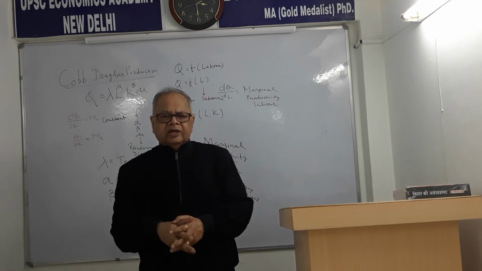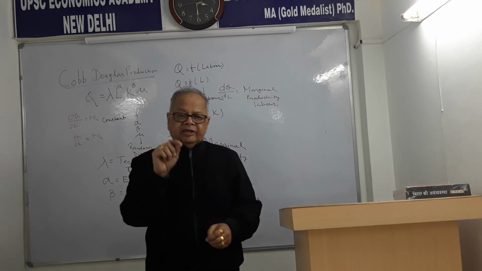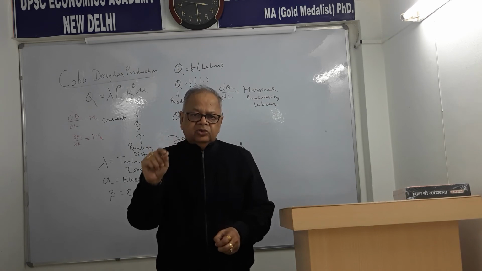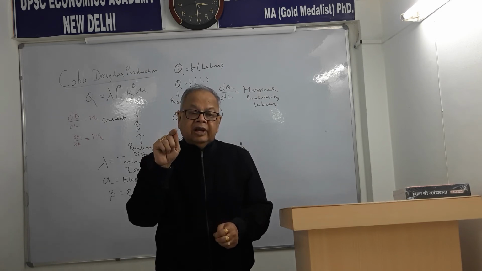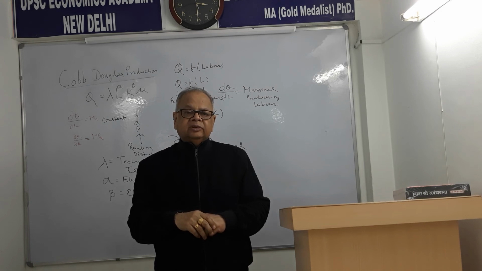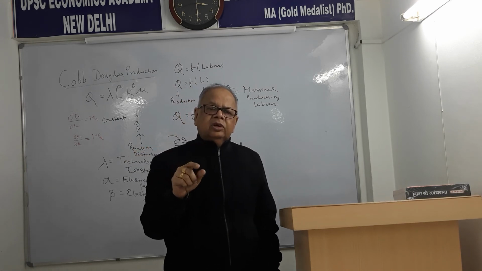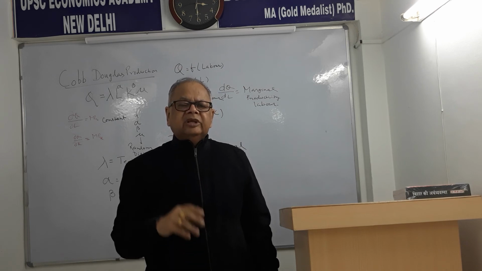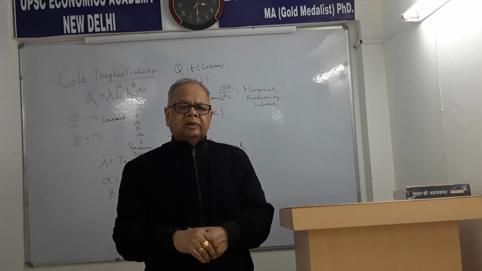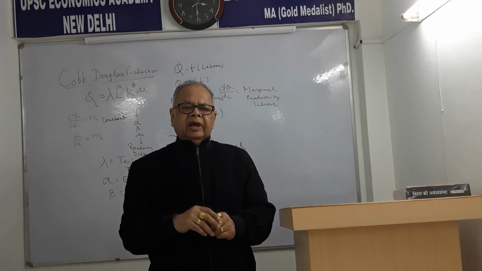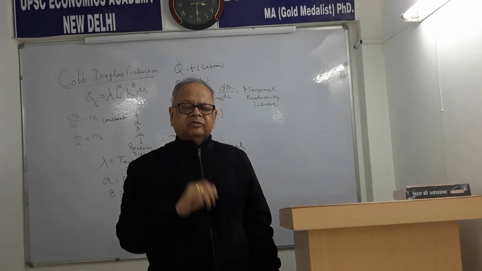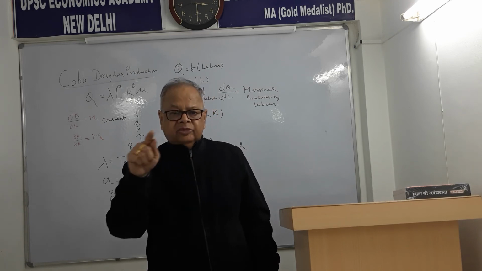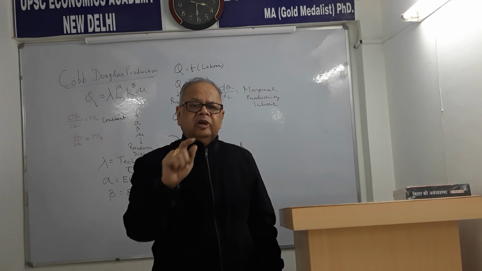You know from calculus that maximization means first derivative zero and second derivative less than zero. What is the condition of maximum? dy by dx is zero and the second order derivative, d square y by dx square, must be less than zero; then this is a maximum. If the second order is more than zero, then this is a minimum.